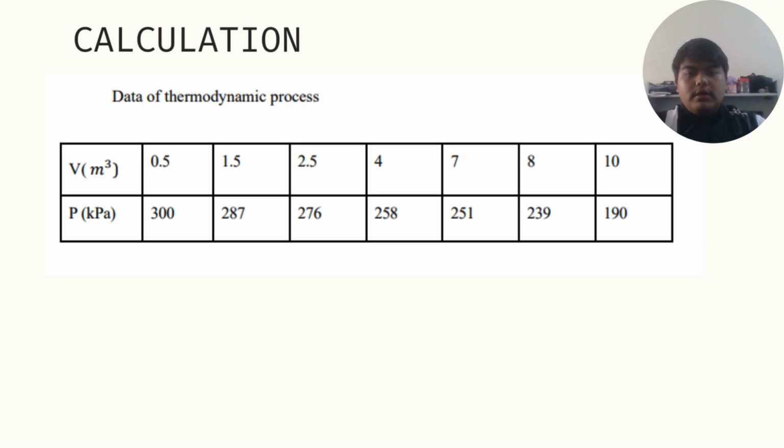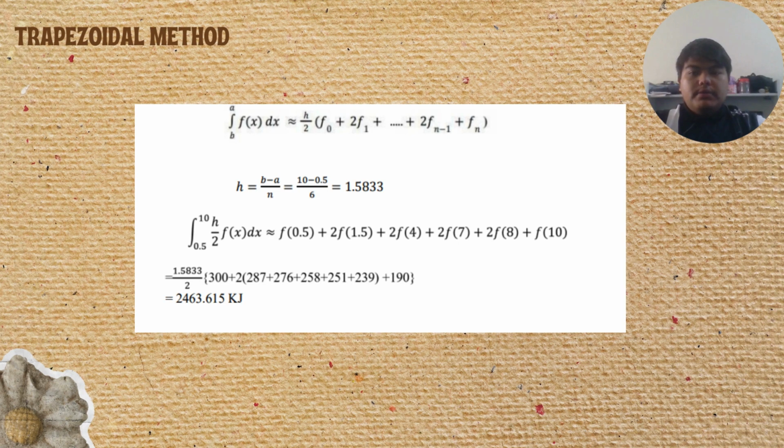This is the data from a thermodynamic process. So the pressure is 300 pascals and the volume is 0.5 cubic meters, 287 at 1.5 cubic meters, 276 at 2.5 cubic meters, 258 at 4 cubic meters, 251 at 7 cubic meters, 239 at 8 cubic meters, and 119 at 10 cubic meters. This is the trapezoidal method.